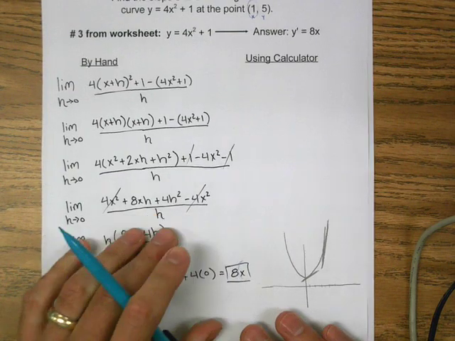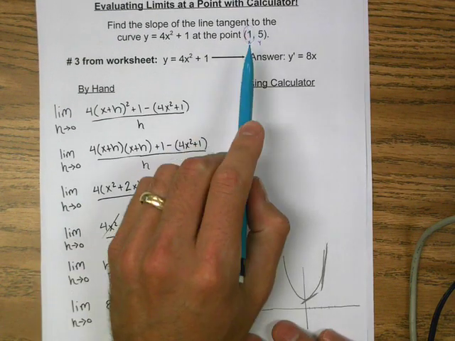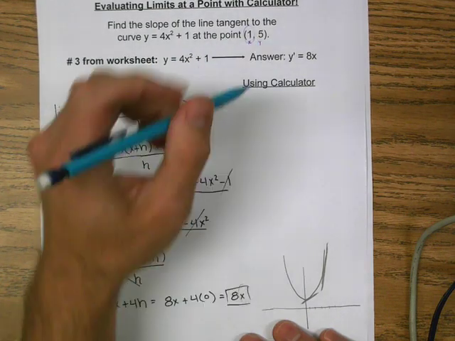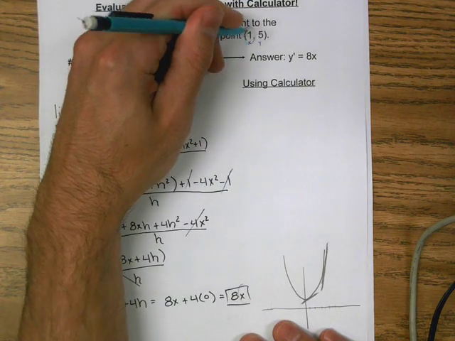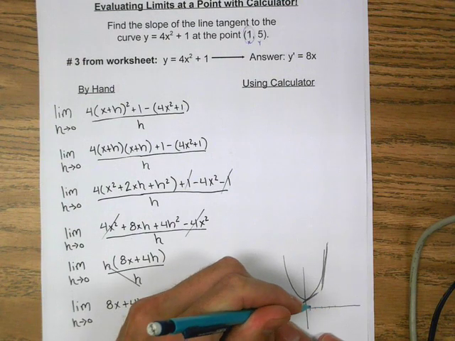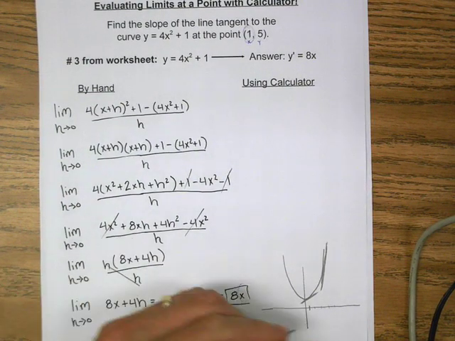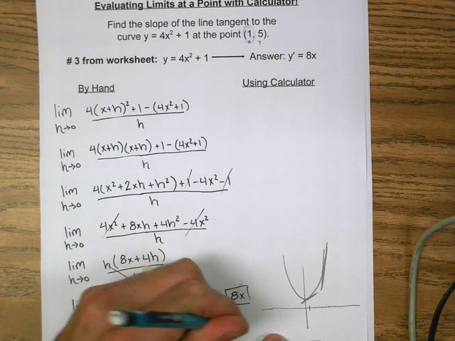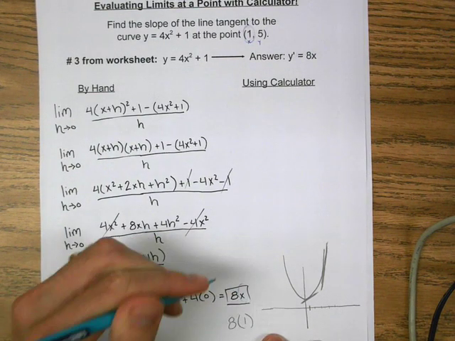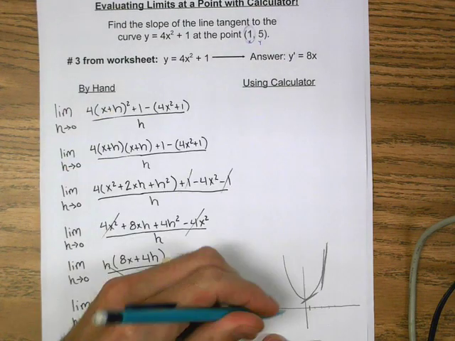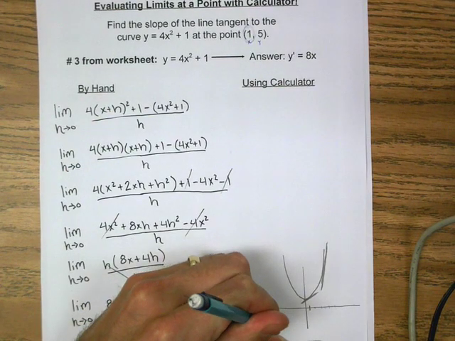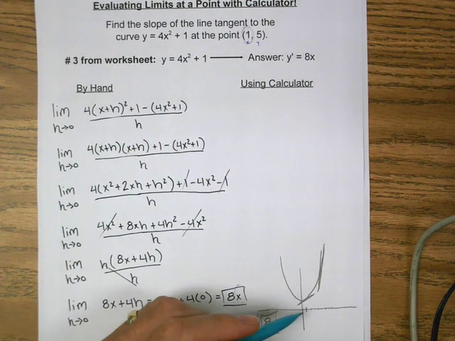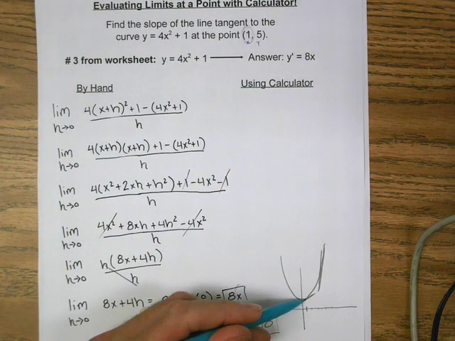Let's see what the question is asking. It says, find the slope of the tangent line of the curve at the point (1, 5). So there's our x value. What is the slope when our x is 1? Well, we have the derivative, so all we need to do is plug in where we're looking. We're looking at 1, and our slope is 8. That's the slope of our tangent line when x is 1.